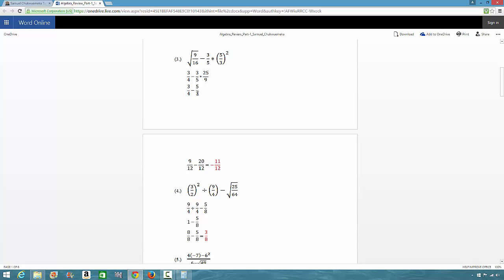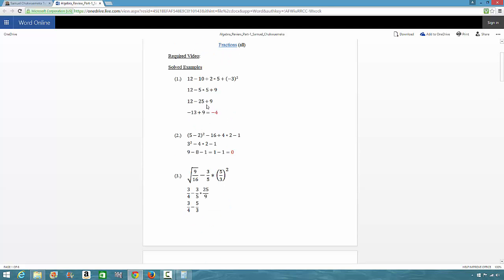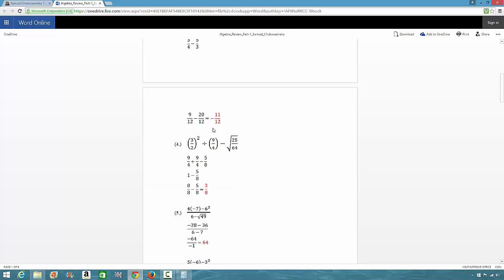So 3 times 4 is 12. So 5 times 4 will give you 20. So 20 over 12 is the equivalent fraction of 5 over 3. They have the same denominator, so you just subtract the numerators, and that gives you negative 11 over 12. The answers are in red color. I put the answers in red color.